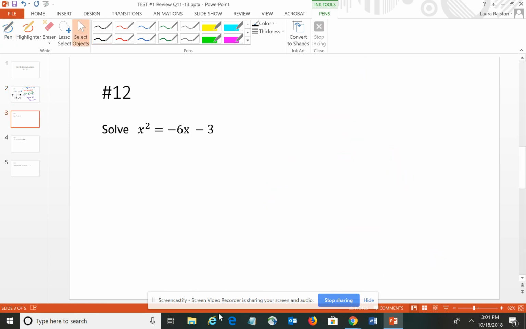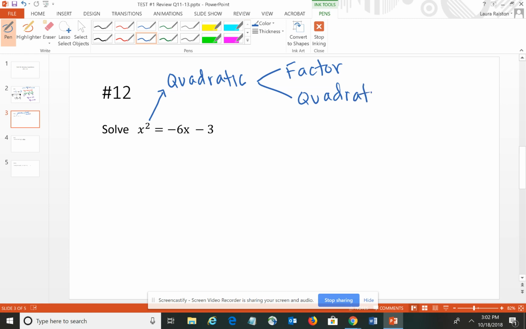All right, moving on to number 12. Number 12 asks you to solve an equation, and this particular equation is a quadratic. And again, I recognize it as a quadratic because it has that exponent of 2. Typically with a quadratic, we can either factor or we can use the quadratic formula. In either case, the equation itself has to be in the form ax squared plus bx plus c equal to 0. In other words, it has to be equal to 0.